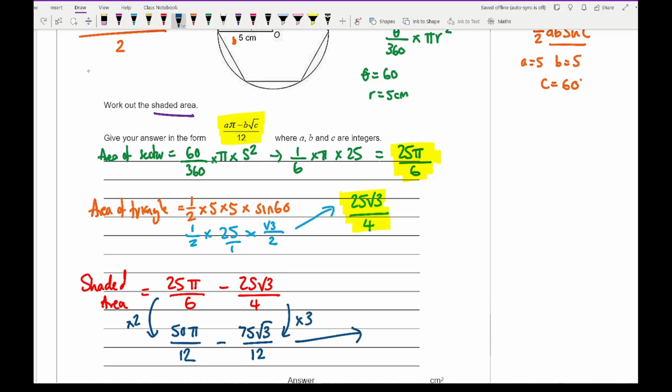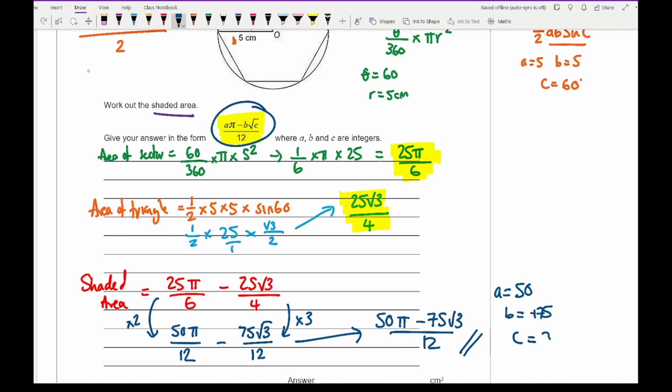Then joining these up into one single fraction, it becomes 50 pi take away 75 root 3 all over 12. And that is in the form that they wanted. So that is my final answer. You don't need to state what A, B and C are, but you can see that they are whole numbers or integers. So A equals 50, B equals 75, because it's already minus, and C equals 3.